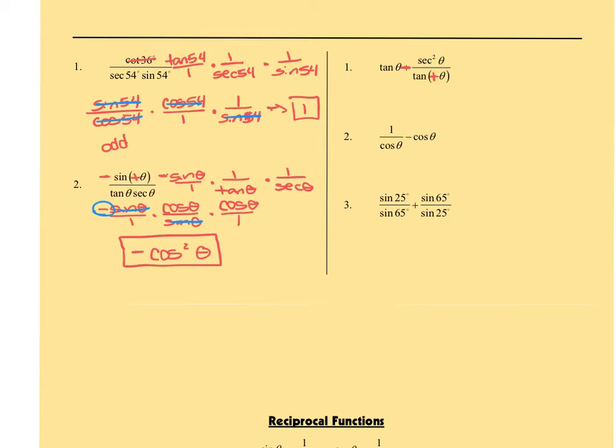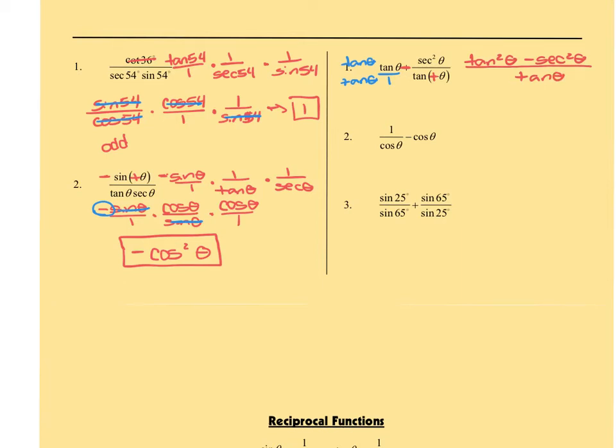Now, what I want to do is get a single expression. So I'm going to put the first tangent over 1. I'm going to multiply top and bottom by tangent theta. So now I can multiply straight across. My numerator is going to become tangent squared theta minus secant squared theta, and that's all going to be over tangent theta, that new denominator that I just got.